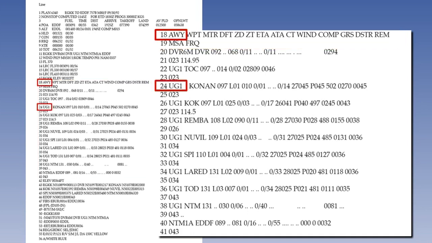The headings are as follows: Airway designator and minimum sector altitude, waypoint identifier and its frequency, magnetic track, drift, zone or sector distance, zone or sector time, ETA, ATA, accumulative flight time, wind velocity, wind component, ground speed, distance remaining, fuel remaining in hundreds of kilograms, minimum safe altitude, frequency, no change on this leg.